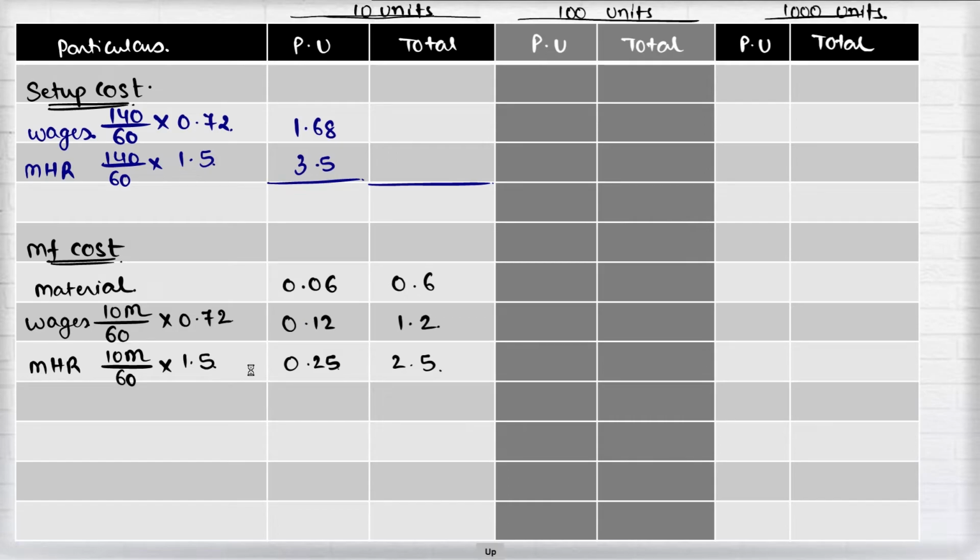Why have I taken only one time 2 hours and 20 minutes? 10 units is in one setup. In one run, I am manufacturing 10 units. So these 10 units will require how many setups? Only one setup. I am finding out setup cost total, manufacturing cost total. I want total also. Total will be multiplied by 10, right? 16.8 and 35.